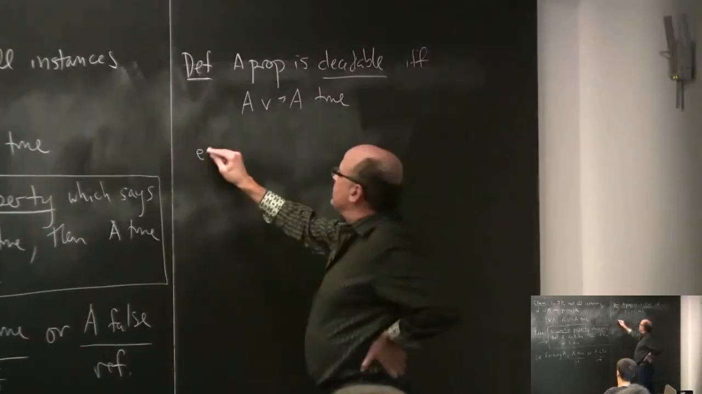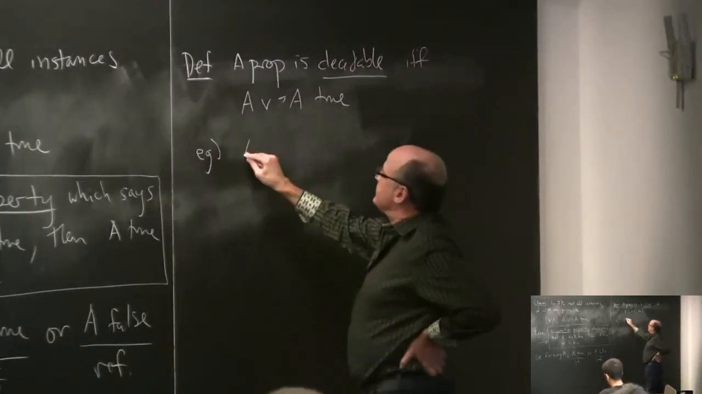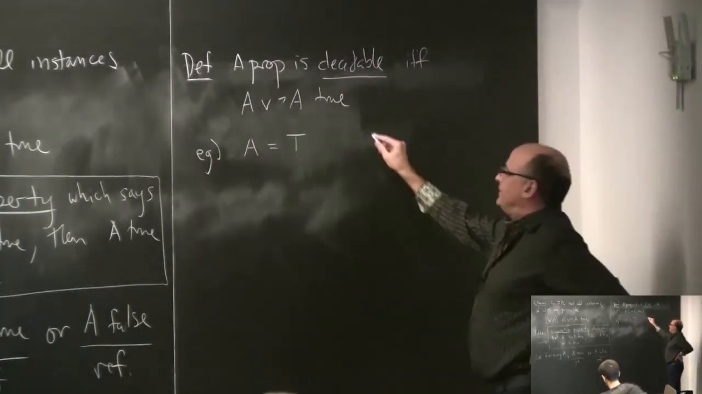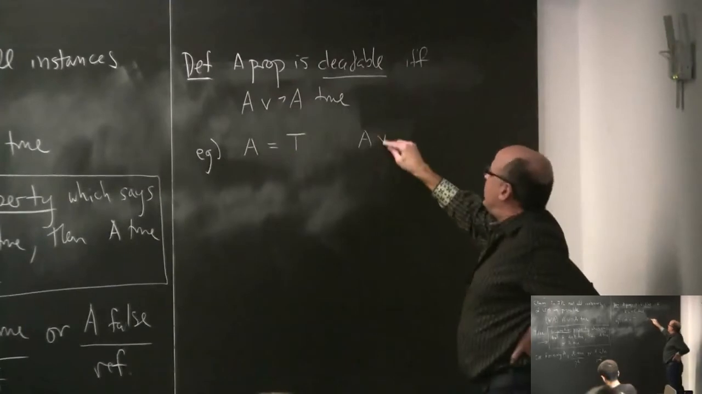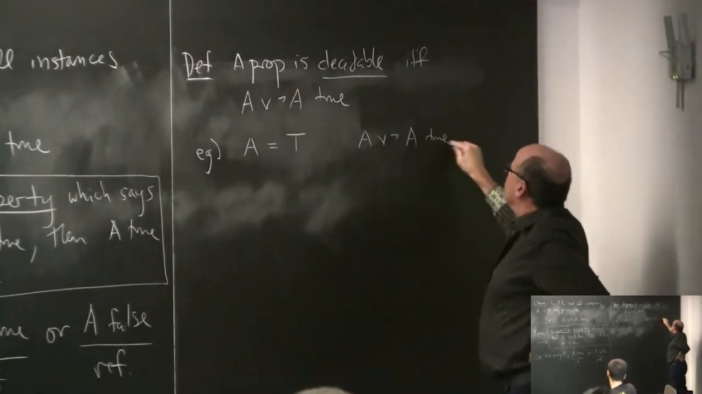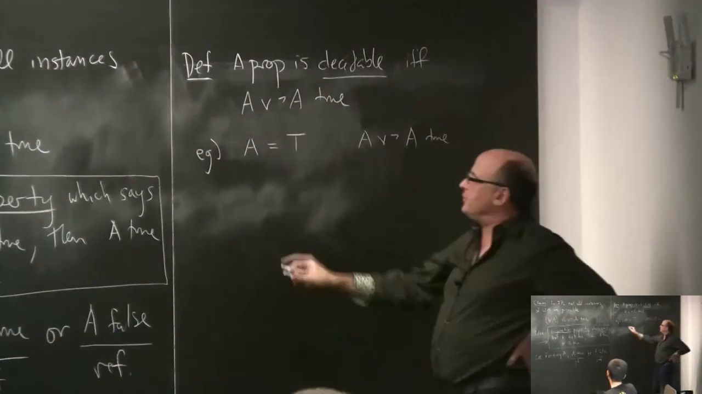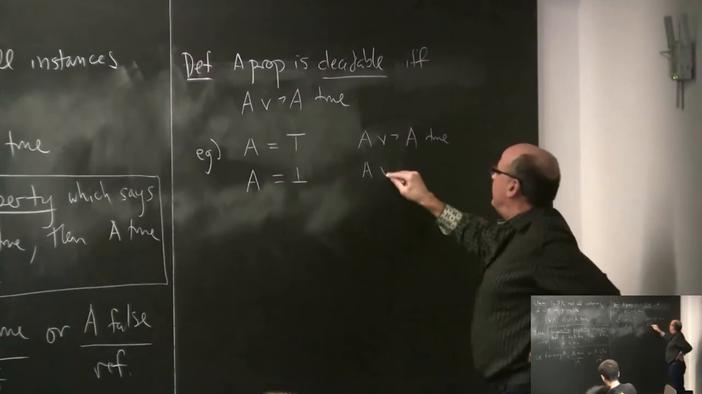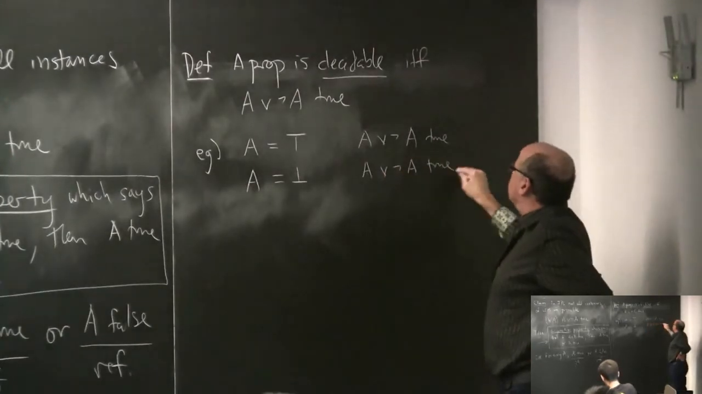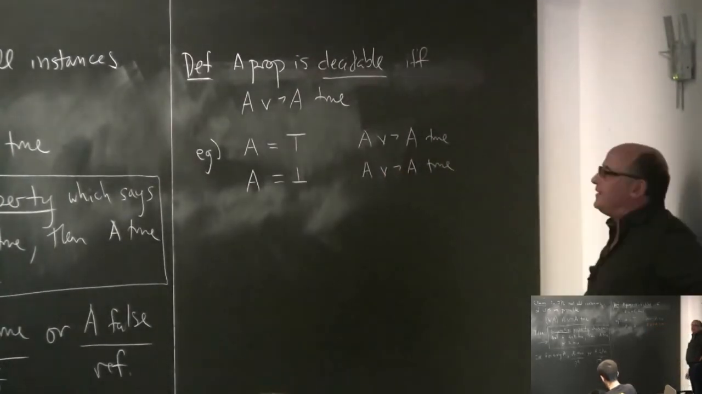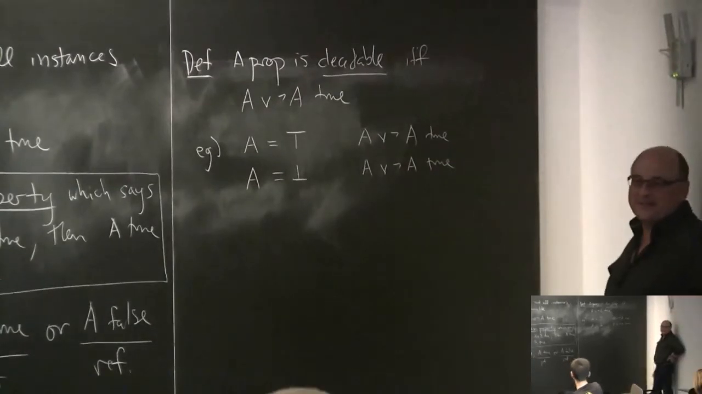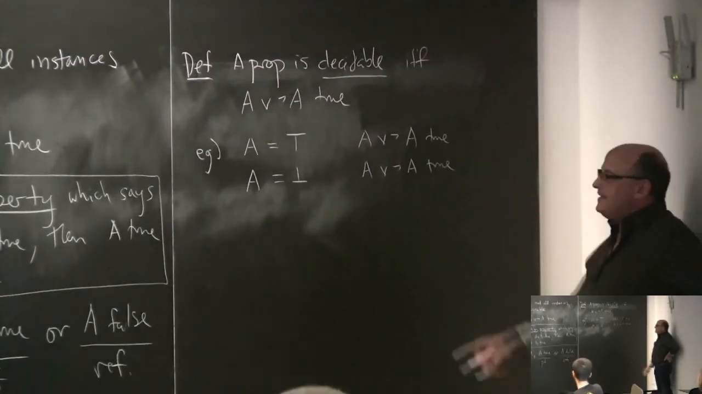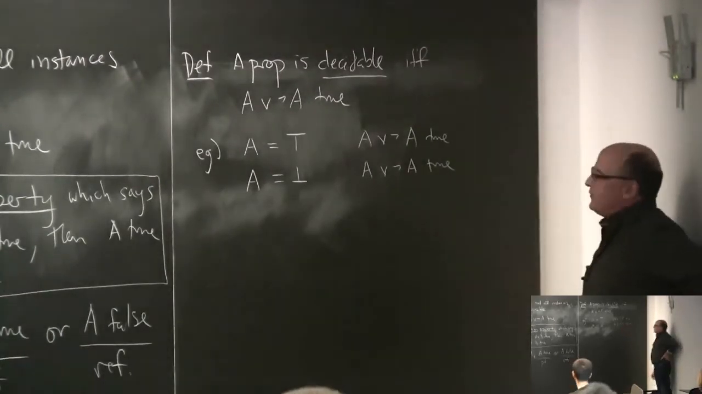So trivially, of course, we can take two trivial examples. Take A to be the trivially true proposition, and you can easily check that for that definition of A, A or not A is true, certainly, because truth is trivially true. And in fact, if I take A to be the trivially false proposition, then I will get A or not A is true. And so certainly there are decidable propositions. It's not to say there are no decidable propositions. So I want to contrast these two things.